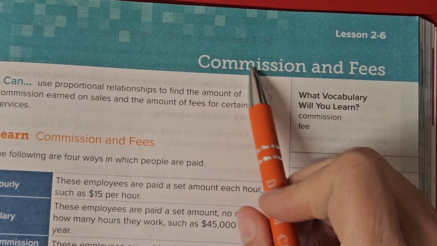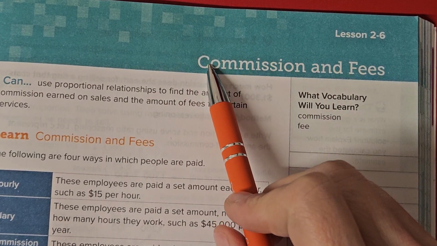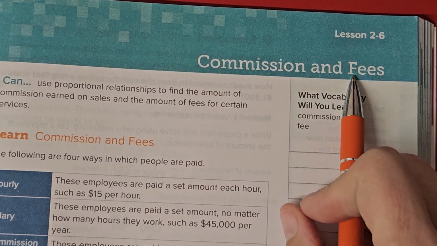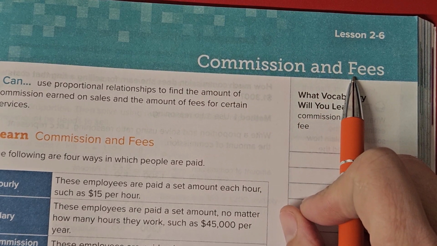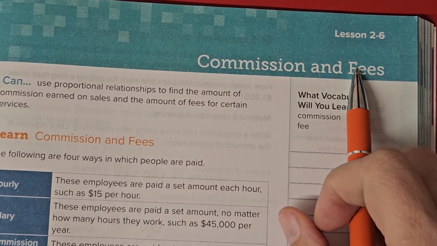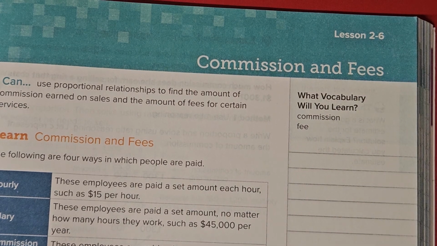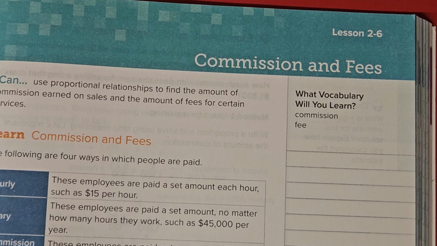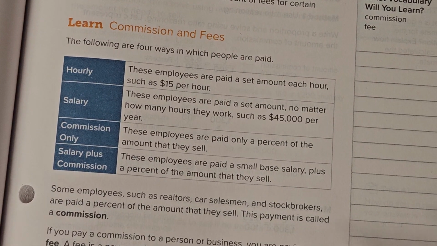So commission is money you earn based on how much you sell. And fees are a fee somebody might charge you for doing some work. They'll charge you a fee per transaction, let's say. Okay, so here's some vocabulary to know.